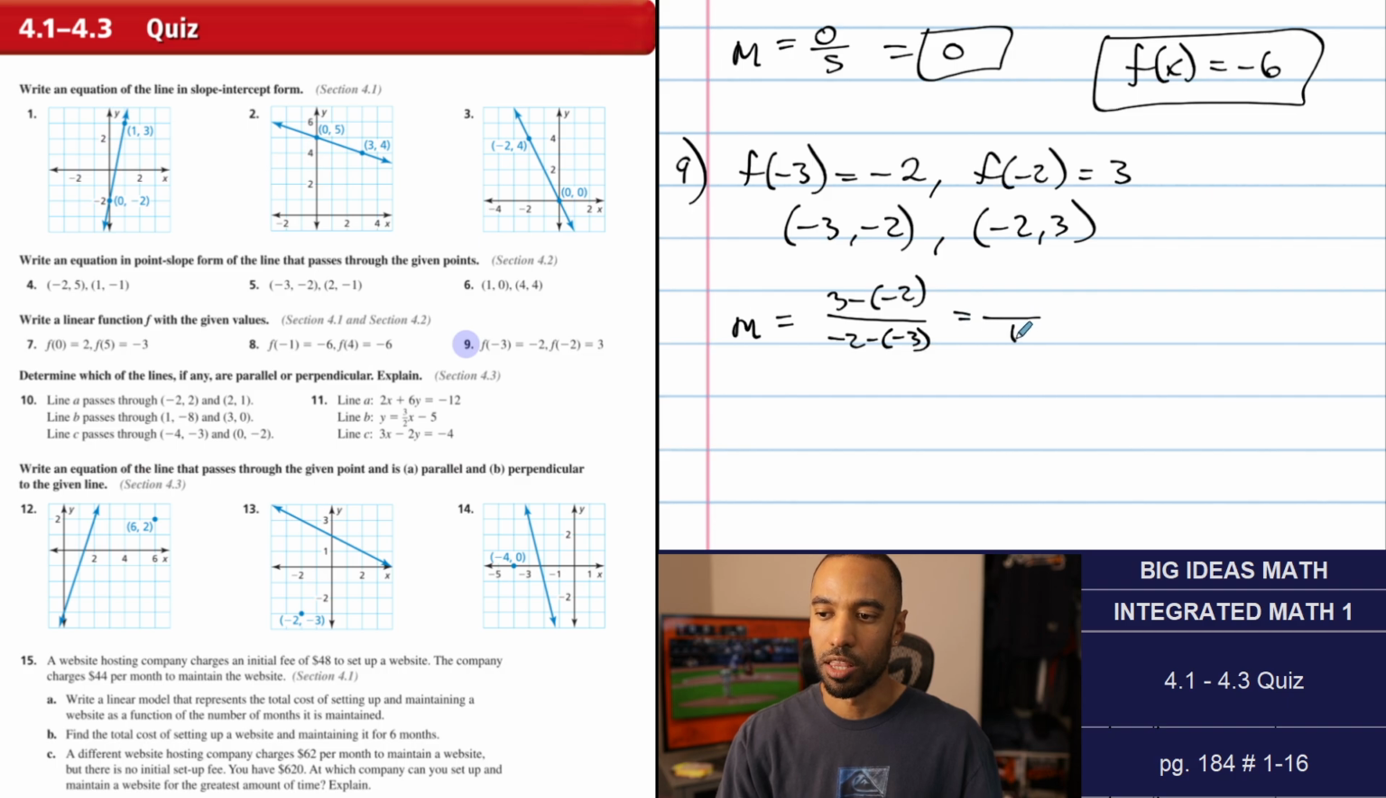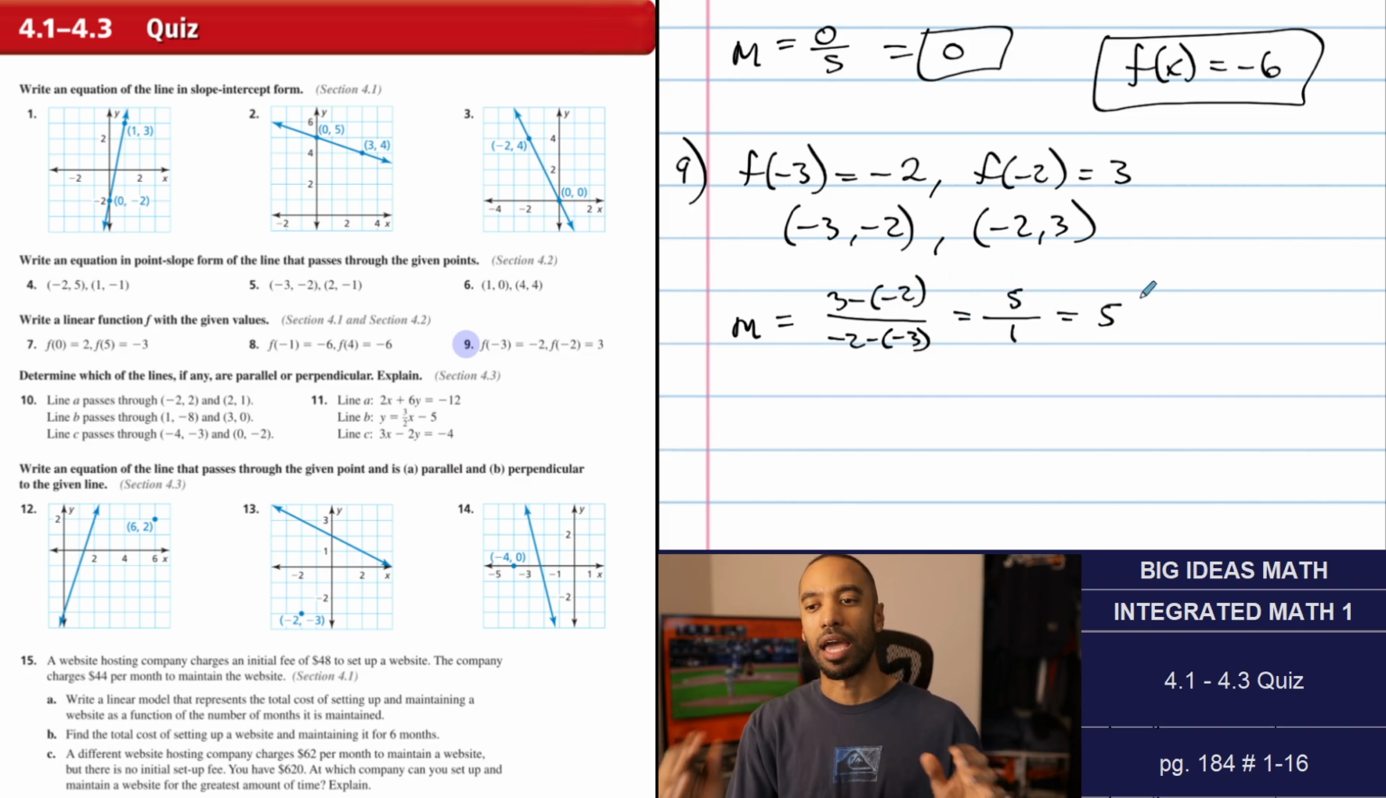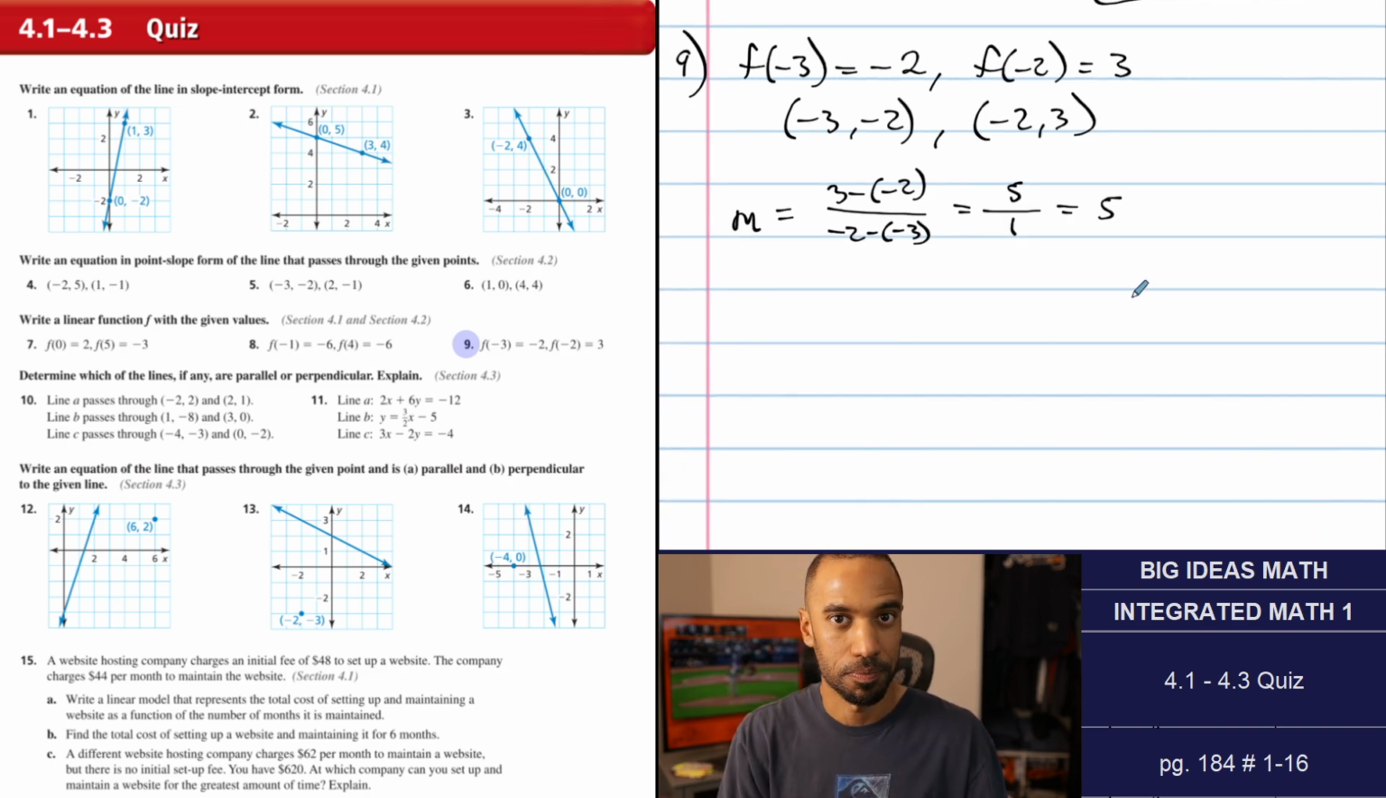-2 plus 3 is 1 on the bottom. On top, you have 3 plus 2, which is 5. So we got a slope of 5. Okay, I'm going to do this in 3 different ways. And you're going to see I'm going to get the same answer each time.